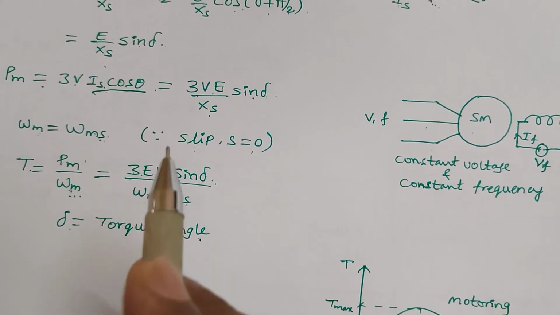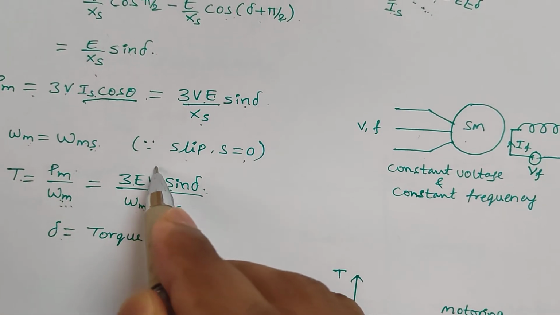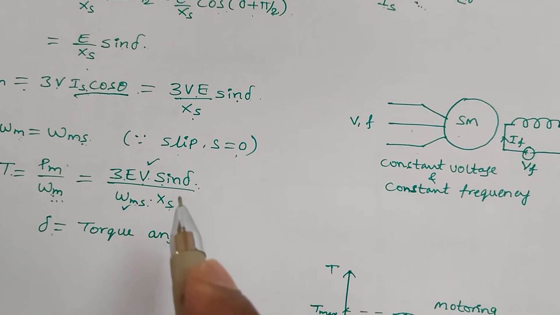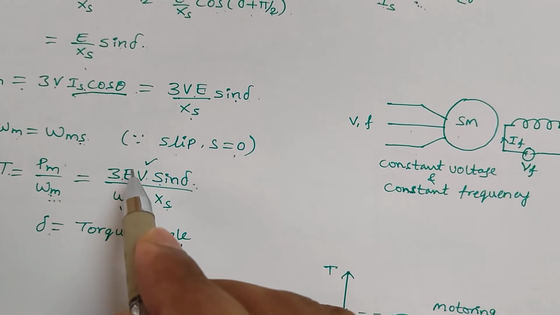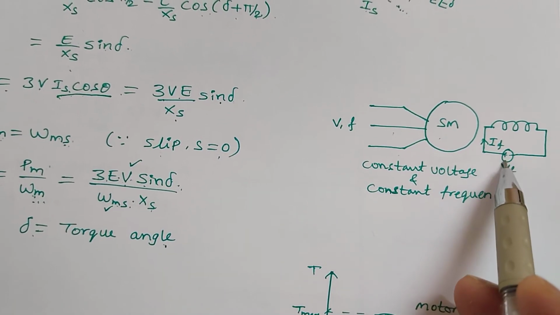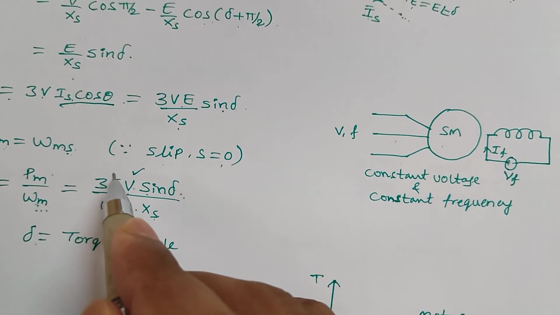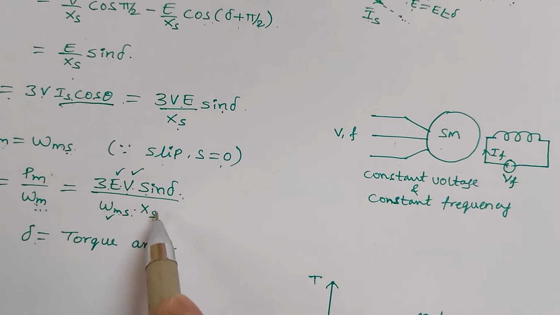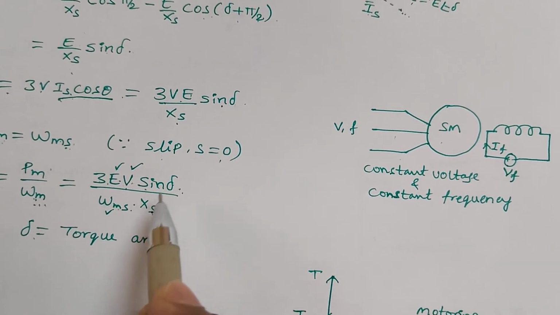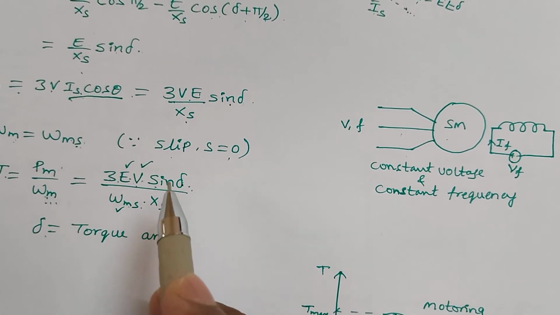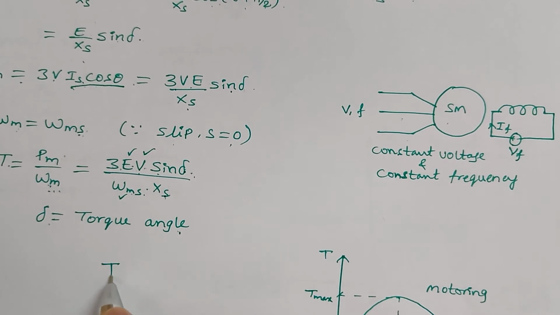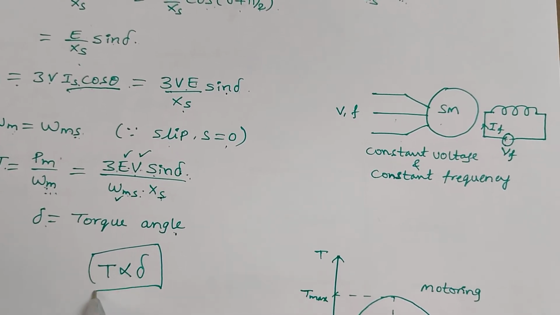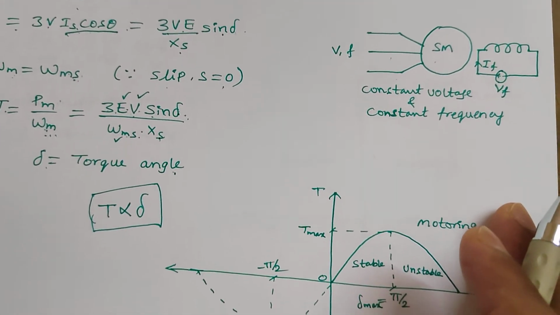In this equation, your supply voltage is constant and the frequency, which is omega ms, is constant, and the induced EMF is constant because the DC voltage will keep it constant in the field. So the induced voltage is constant. This is the reactance, and here again the frequency is constant, only delta is variable. So your torque is directly proportional to delta.